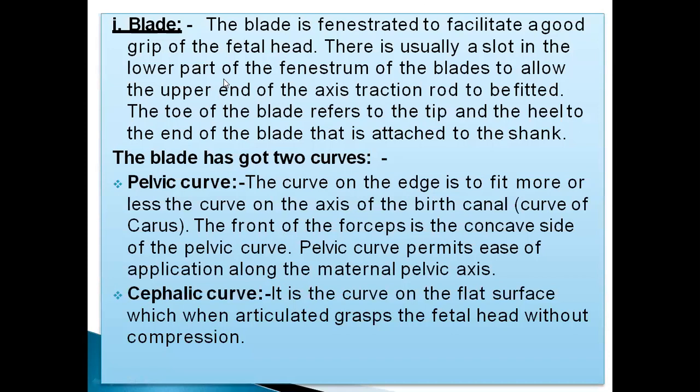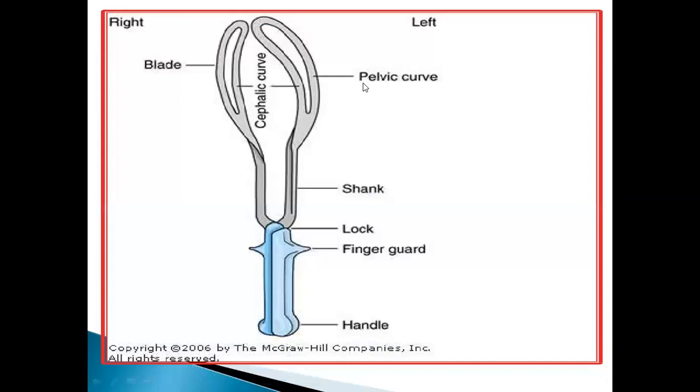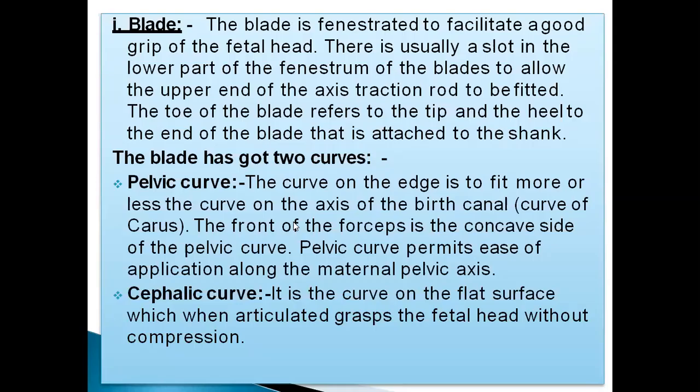The toe of the blade refers to the tip and the heel to the end of the blade that is attached to the shank. Here, this is the tip and this here is the heel, and it is connected to the shank.